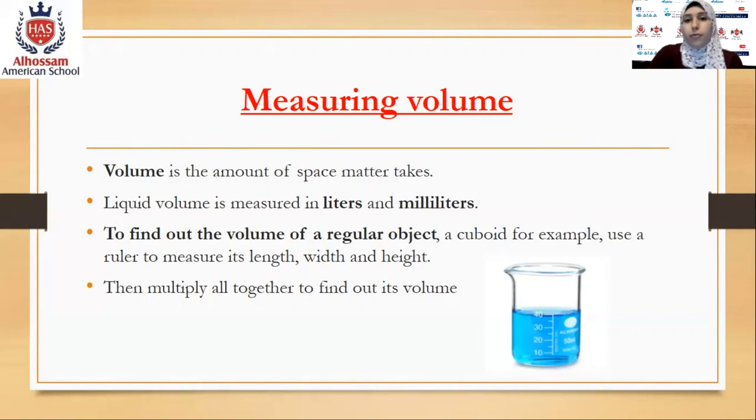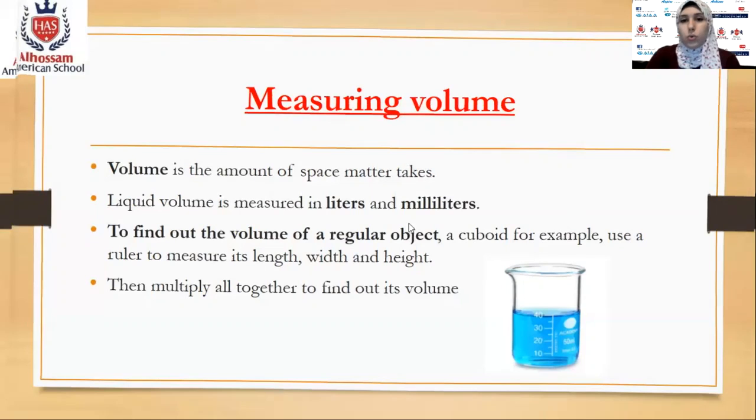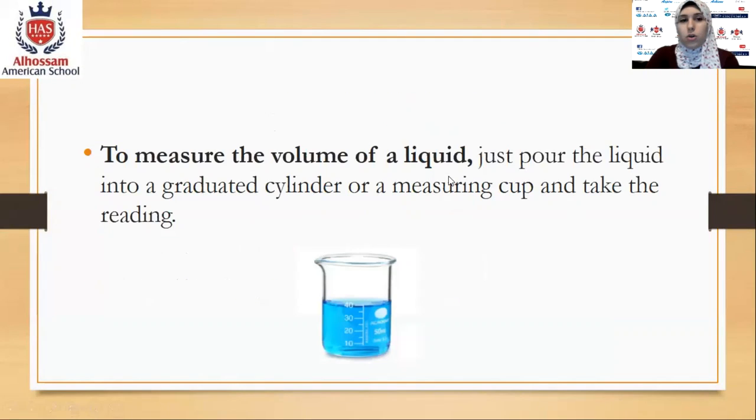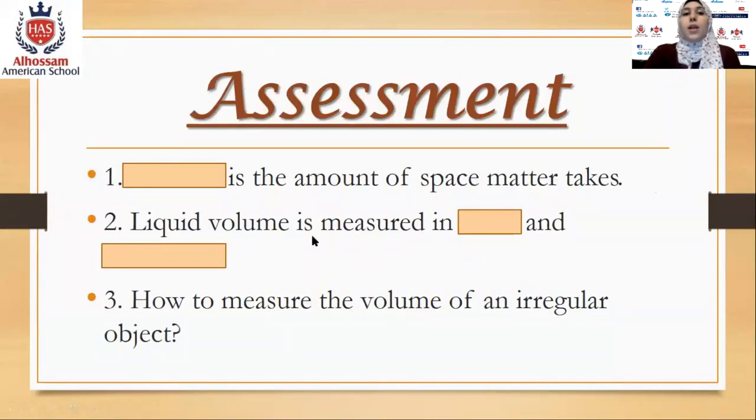But if we want to measure the volume of a liquid, pour it in a measuring cup or a measuring cylinder, and then take the reading. This is the volume of the liquid. For example, here in this picture, the liquid took space up to 40. So the volume here is 40 milliliters.